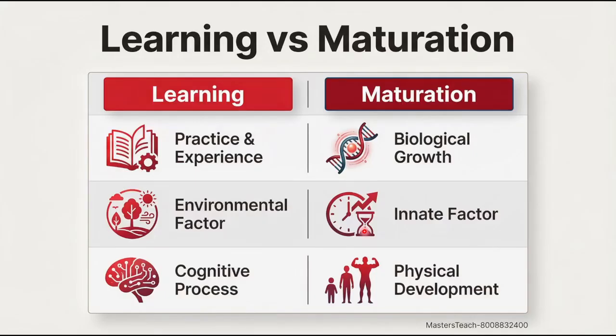So, what is the difference between learning and maturation? Learning can be done through practice, through experiences. Learning also happens through environmental factors as well as cognitive factors. By practice one can learn, by experience one can learn, through environmental factors. Surroundings also help in learning. Then cognitive, it is our mental ability, the processing also helps in learning.